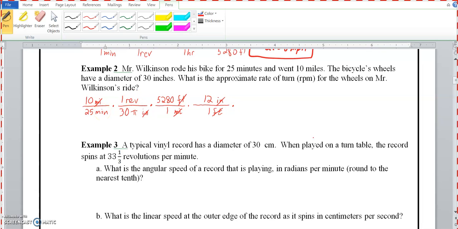So in that regard, we just have to simplify. So the 5,280 times 12 times 10, divide that by our 25 times 30 pi, and we do this, and that equals 268.9 RPM. There you go.